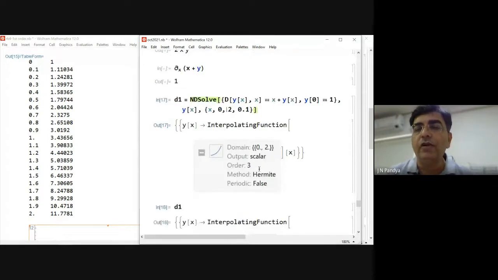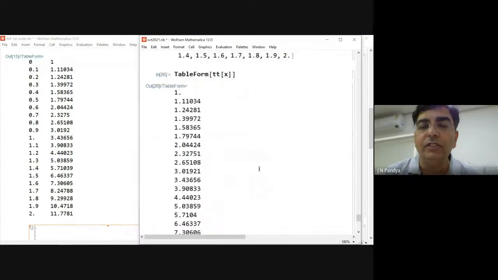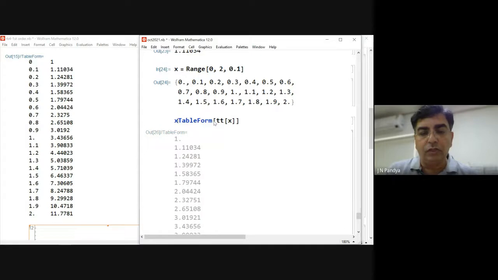Of course, it will not be showing you the function directly, but it will be giving you this kind of thing. And now if you really want to plot this, right? For example, let us say I want to put it in a table. So solution is equal to Table.